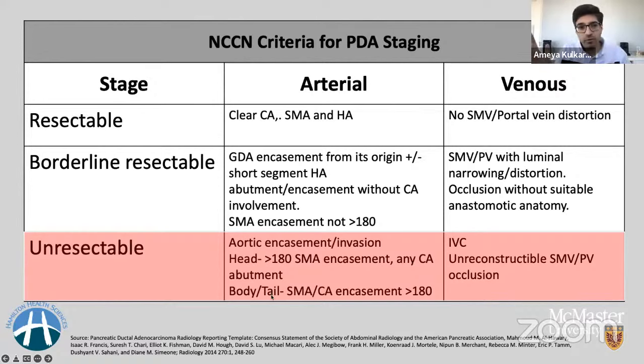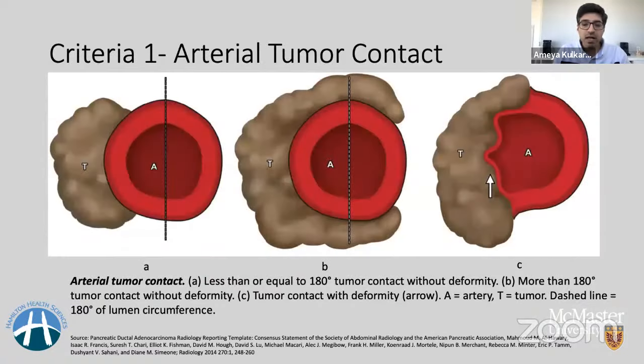If the tumor is more in the body and tail, so on the left side of the SMV, and if it causes SMA encasement of more than 180 or celiac axis encasement more than 180, it is going to be unresectable. Remember, disease at the IVC, any unreconstructible disease at the superior mesenteric vein and portal vein is going to deem this patient as unresectable. Now, this portion here can be discussed with your surgeons to decide if certain venous anatomy can be reconstructed or not. We even have an example of that later on.